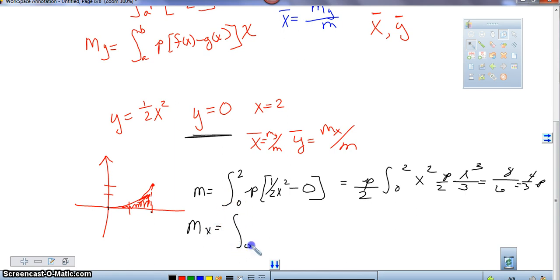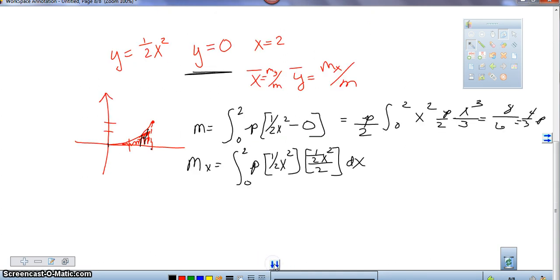Okay, so then to get your moment about x, you would go from 0 to 2, so you have your area, and then you'd have your density times your area, which we already figured out the area is just 1/2 x squared, times your distance, which would be the midpoint of that. So my distance from the x-axis is the midpoint, so it would be 1/2 x squared divided by 2. And then you would integrate that.